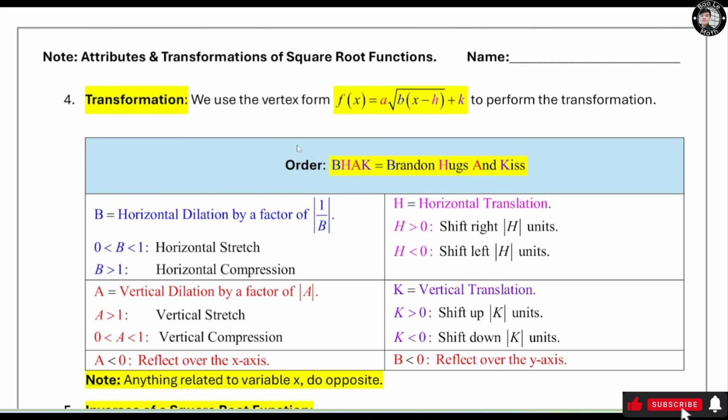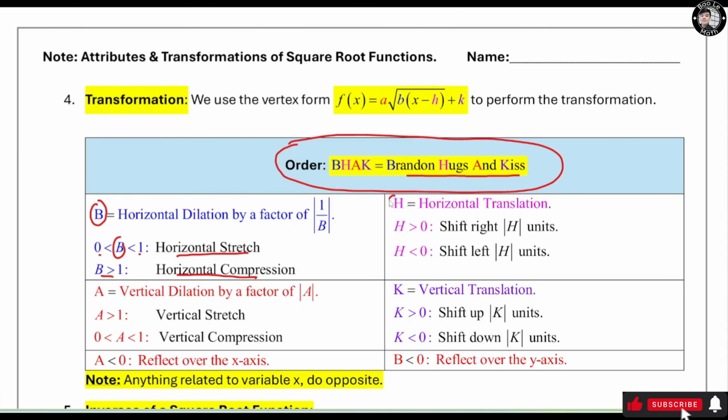Alright, remember the order of transformation is b, h, a, k. And I have a trick for you to memorize this order of transformation. Alright, we're going to start with b first. b means horizontal dilation by a factor of the absolute value of 1 over b. If b is between 0 and 1, this is called horizontal stretch. b greater than 1, this is horizontal compression.